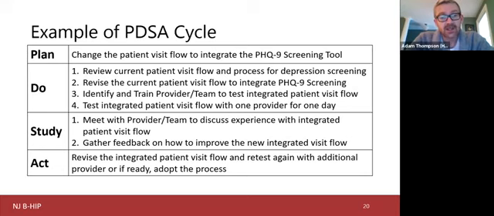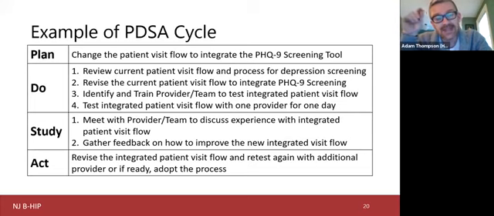In the study phase, you want to meet with that provider and team and discuss their experience with that integrated flow. And you want to gather feedback on how they think you might be able to improve this new integrated visit flow. In the act phase, you want to revise that integrated patient visit flow and retest again with an additional provider. Or, if ready, you can adopt the process.